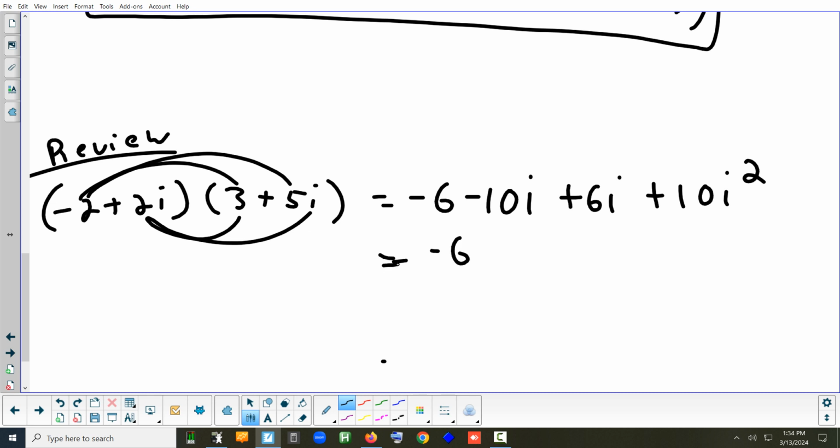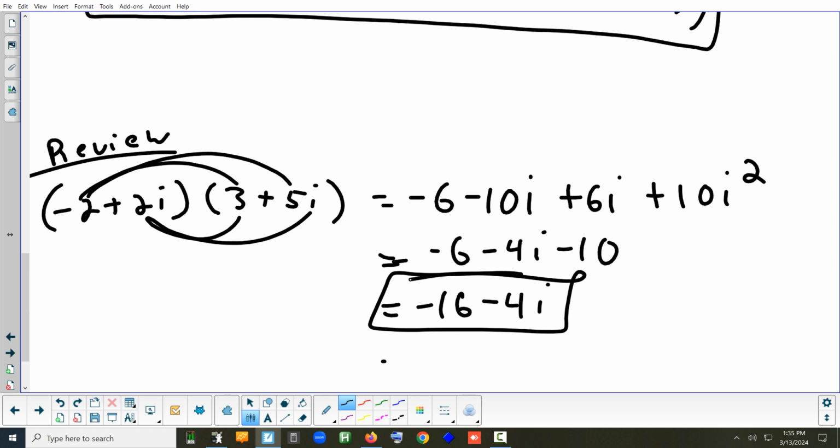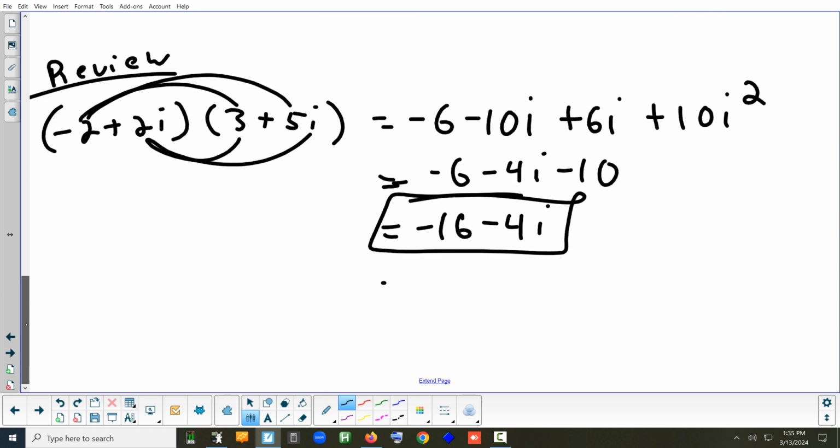Okay, combine like terms. What's -10i plus 6i? -4i. And what is 10i squared? -10. That's really -10. There's a lot going on here. This is kind of a pain to have to multiply this way. We're still not even done. Now we've got to do -6 minus 10, and what do we get? -16. -16 minus 4i. There's your answer. Any question on that?